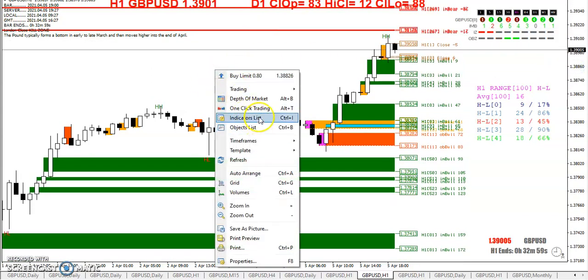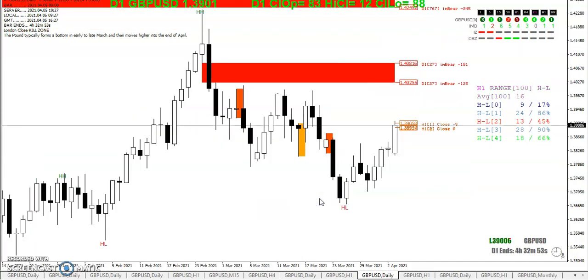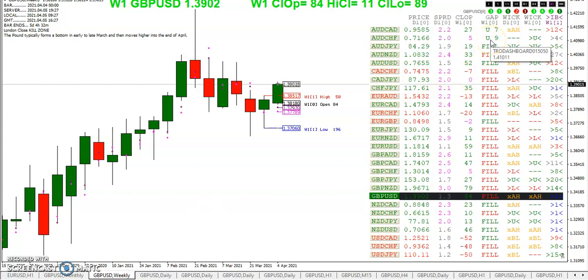And then the other one to note when we're talking about imbalances, there was a daily imbalance that has now been covered, and I believe it was right here. But as you can see, price covered this imbalance area right in here. Okay, let's go look at some of the other charts just to get an idea. Okay, we still have 1, 2 gaps that haven't filled.